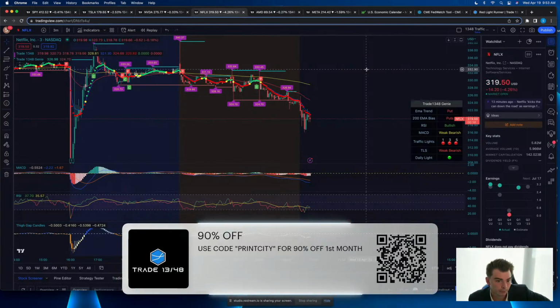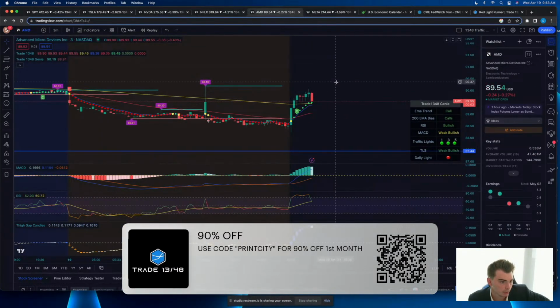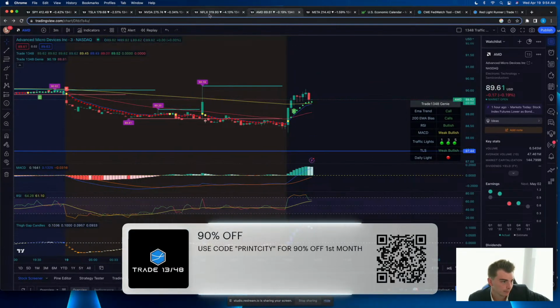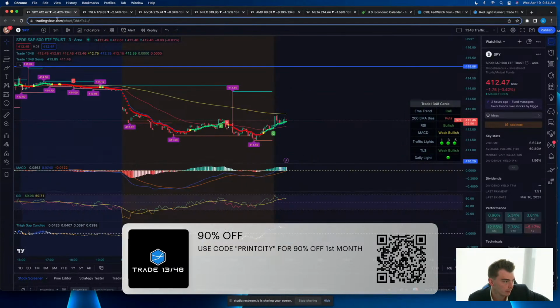Where's AMD? Yeah, it's still chilling right here. So that little fat finger on AMD was fine. Here comes 412.50 again. Nope.